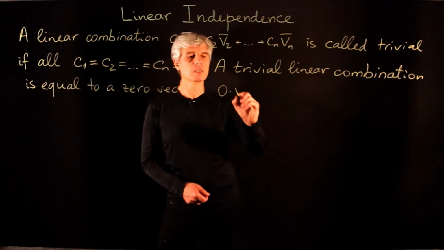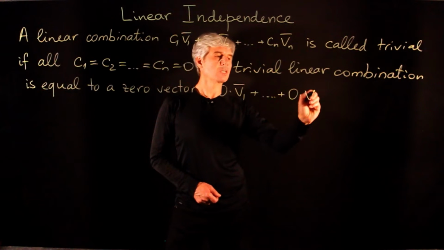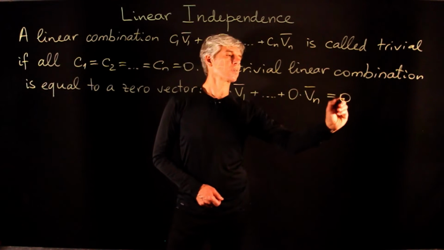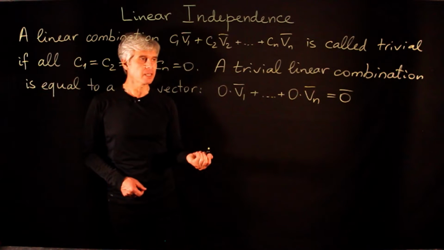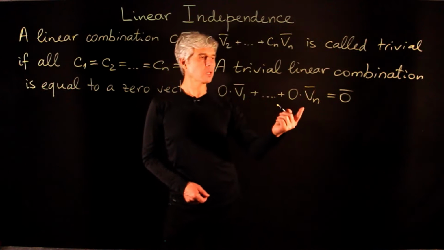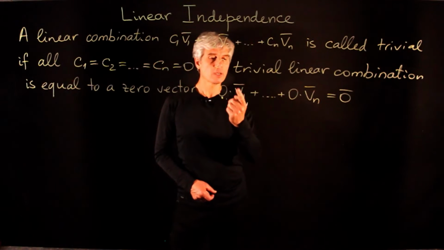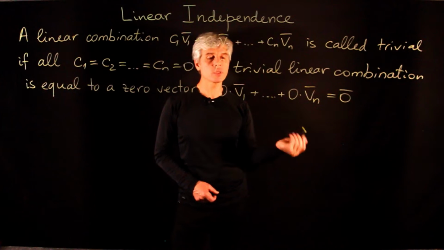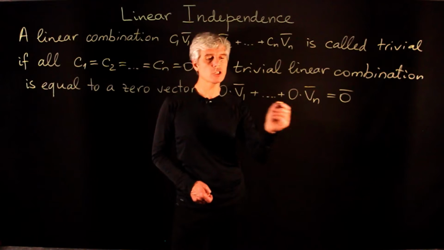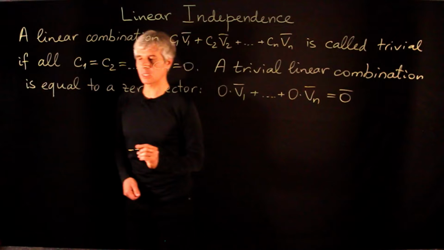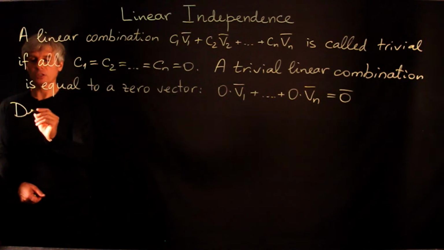So this means that if we take 0 times v1 plus dot dot dot plus 0 times vn, of course the result is a 0 vector. Now the question that we are asking is: is it possible to obtain a 0 vector as a linear combination of v1 through vn, which is not trivial? So this means, can we get a 0 vector as a linear combination with not all coefficients being 0? So then this motivates a definition.